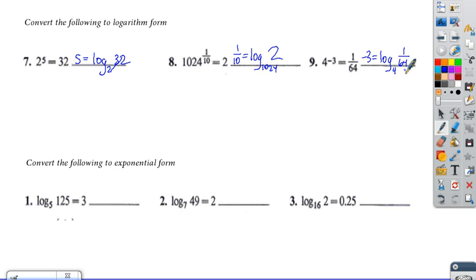So we're just switching, we're converting. We're taking the exponent and making the answer. We're taking the answer and making it the logarithm because they're inverses of each other. If I wanted to convert out of logarithm form, I could. Now I'm going to take the base 5, the answer becomes the exponent, to the 3rd power equals 125. 7 to the 2nd power equals 49. 16 to the 1/4 power equals 2. Just converting back and forth.